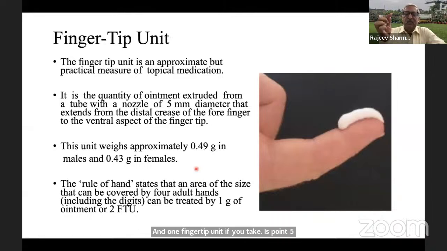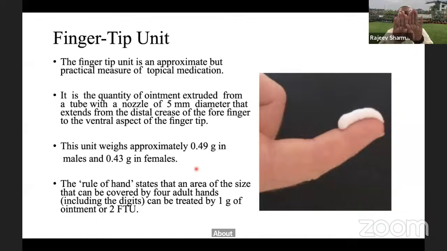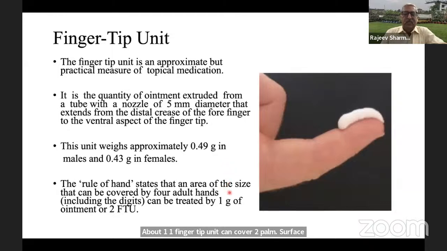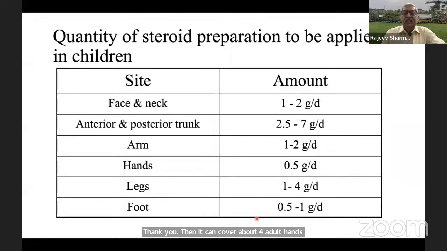Two fingertip units would be about 1 gram. One fingertip unit can cover two palm surface areas of the body in a child or an adult also. So if you take 2 FTUs, then it can cover about 4 adult hands, including the digits, as is mentioned here. And this is the rough amount that you have to use in different areas in children. It varies from age 0 to 2, from 2 to 6, from 6 to 10. The amount of drug to be used varies, and it should be used within that gram per day dose. Otherwise, the side effects become rampant.